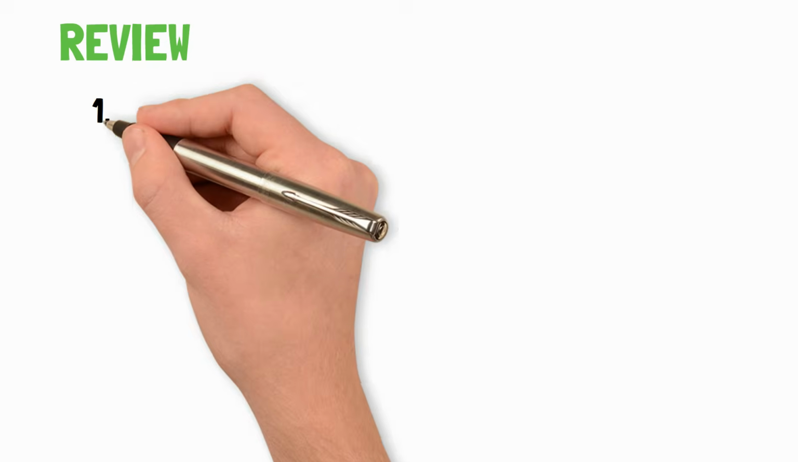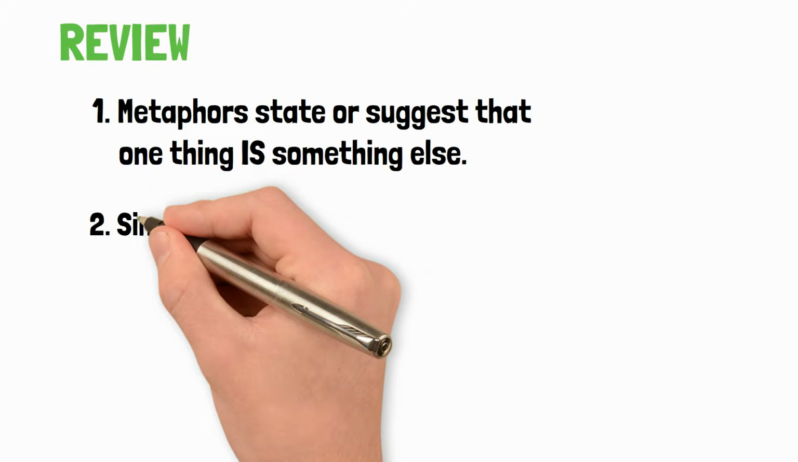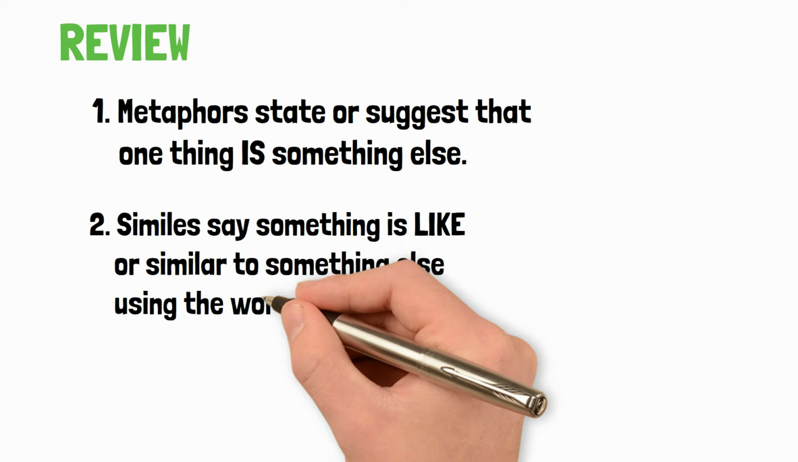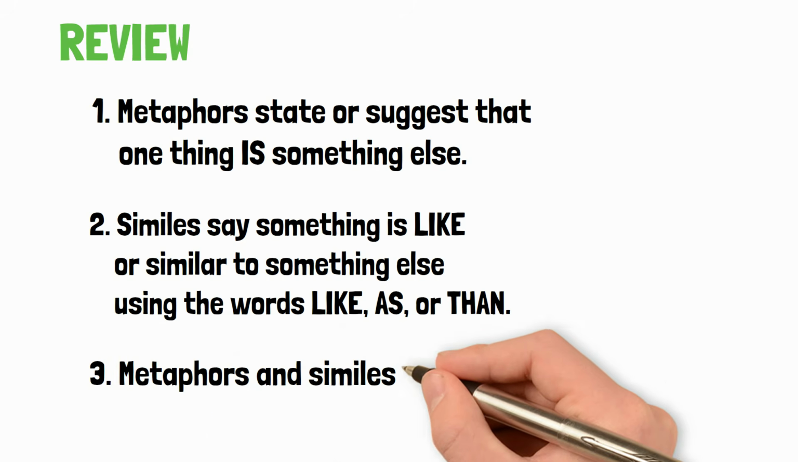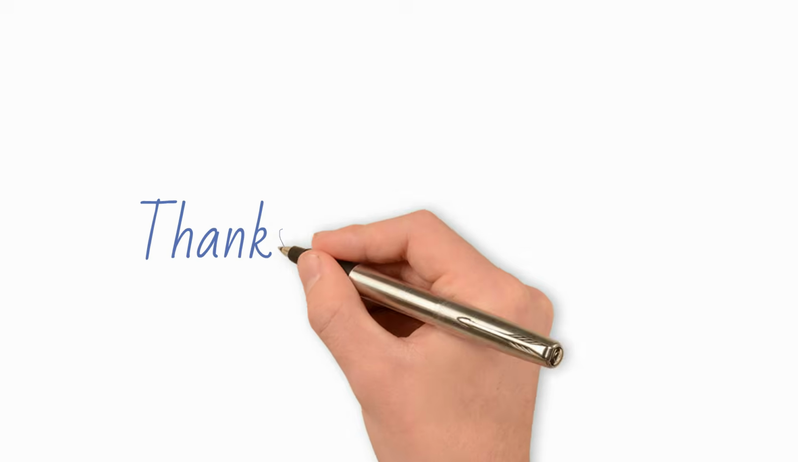So to review, metaphors state or suggest that one thing is something else, whereas similes say something is like or similar to something else, often using like or as, and metaphors and similes are just two of the many other kinds of figurative language.